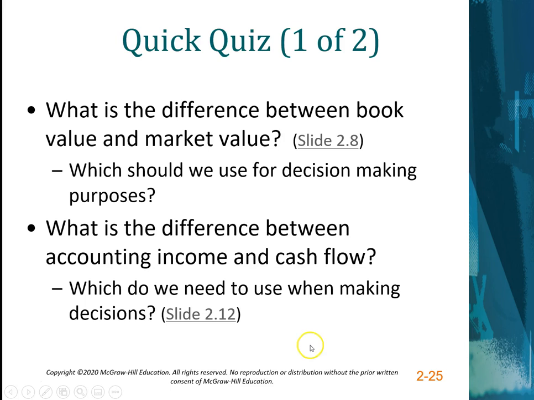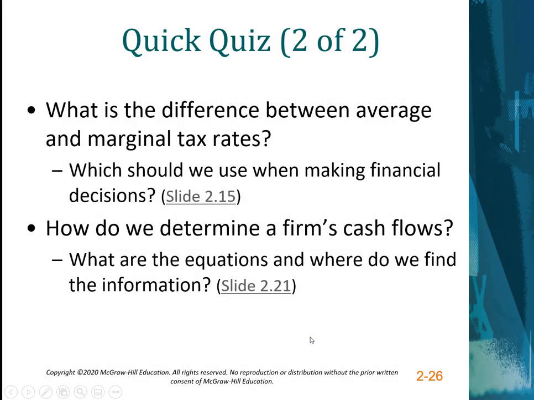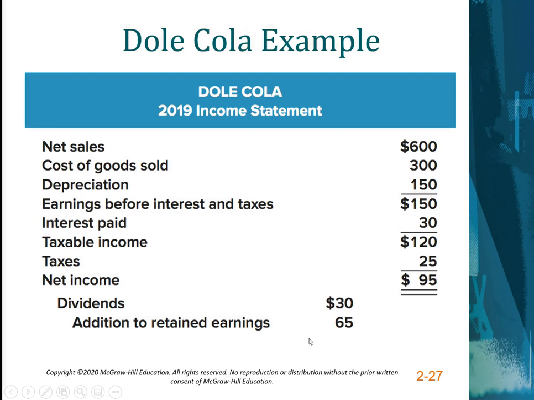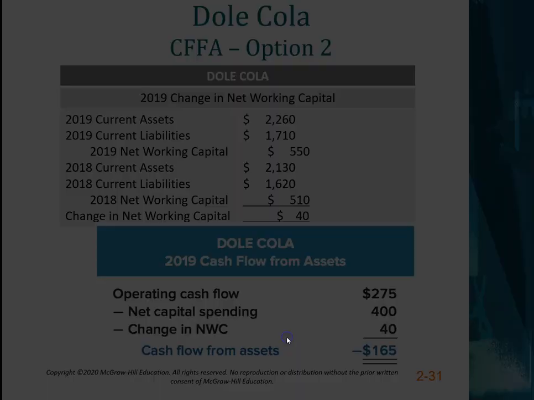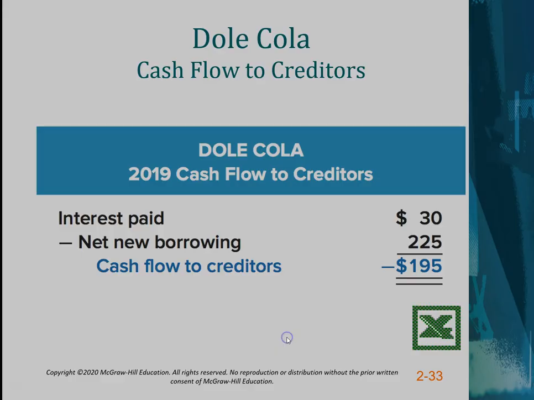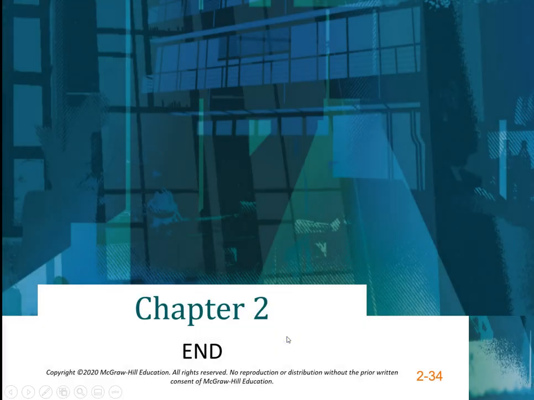And the quick quiz, I'm going to let you take that on your own. This one goes through the Dole-Cola example, and I'm not going to go through this right now. I'm going to go through this in class on Tuesday so that we have a chance to do an example together. This is not super easy stuff, and I do want to spend some one-on-one time with you. So we'll go through the Dole example in class on Tuesday. And that is the end of chapter 2.